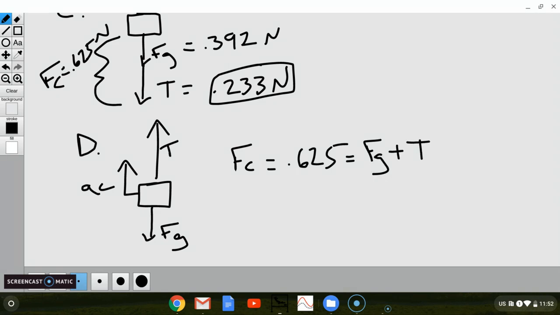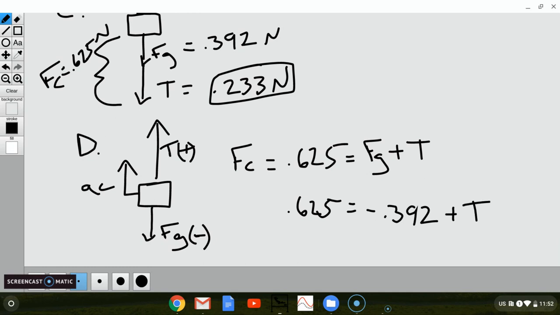And we know now that this force of gravity should be negative because it's pointing away from the center of the circle, where the tension is positive. So now we just get 0.625 is equal to negative 0.392 now, plus whatever the tension is. So we just solve for the tension real fast, and the tension comes out to be 1.02 after we round.